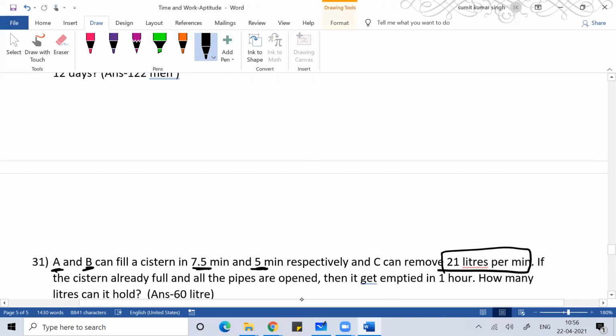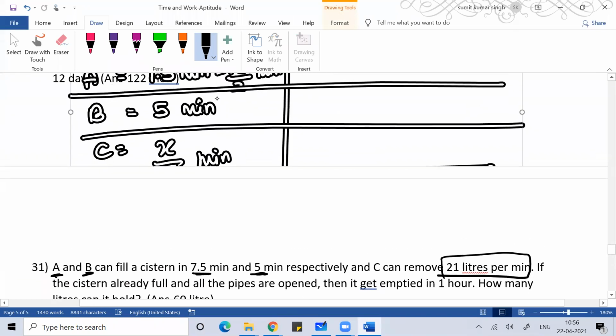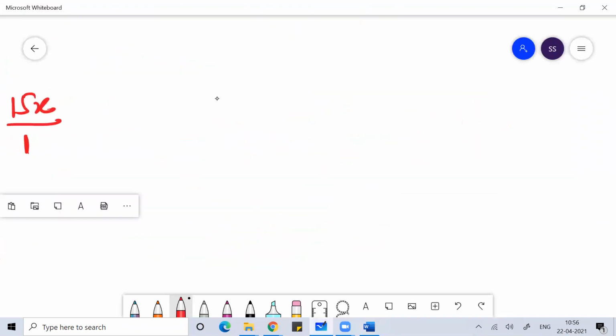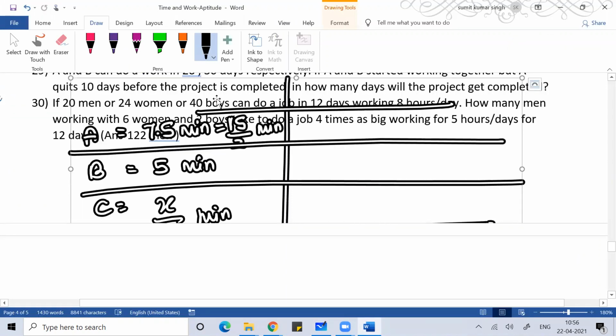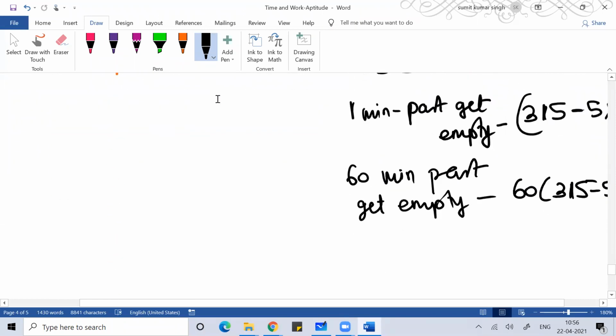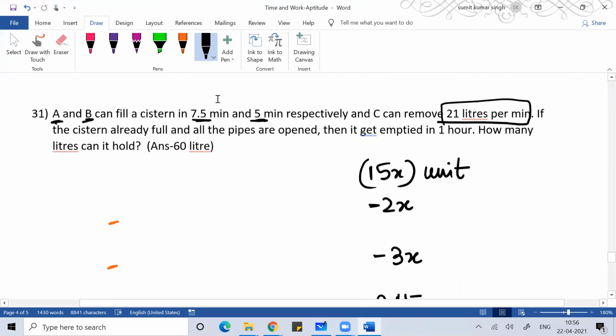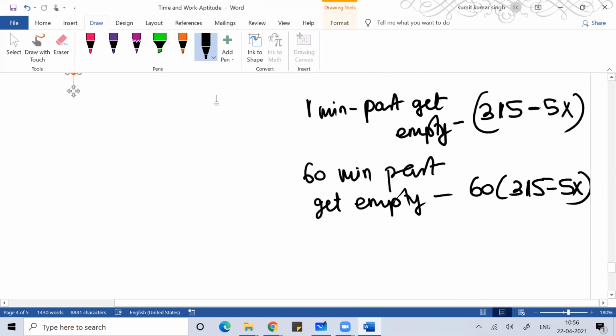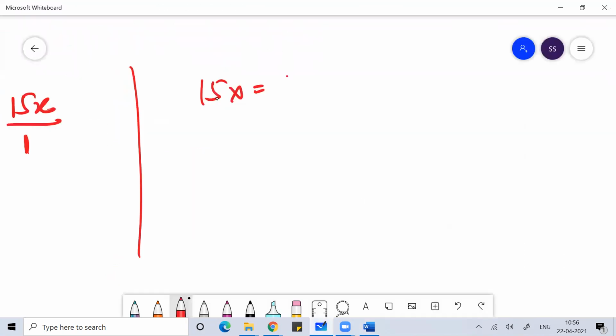Total work is 15 units, 15x units. That should be equal to 60 into (350 minus 5x). So we can solve this.